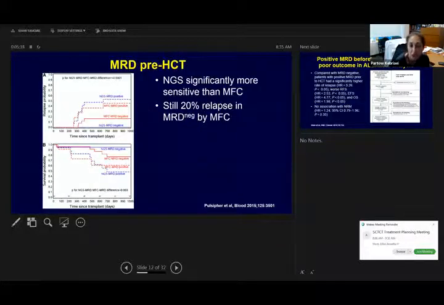And then looking at NGS versus multi-parameter flow, this was reviewed in the prior presentation as well. Not surprisingly, you can see that NGS is more sensitive than multi-parameter flow. So in the group that was MRD negative by multi-parameter flow, there was still a 20% risk for relapse.